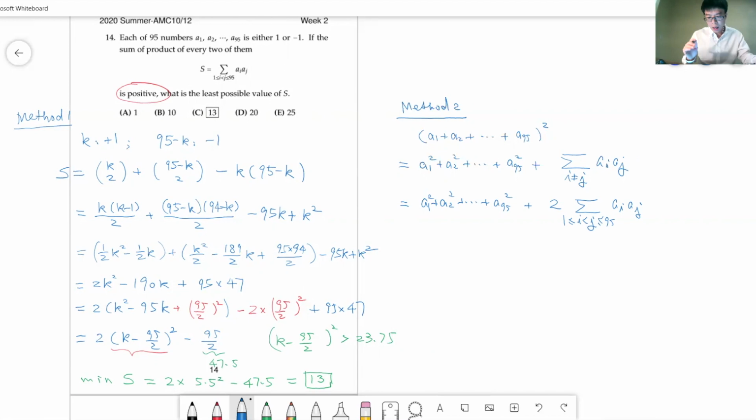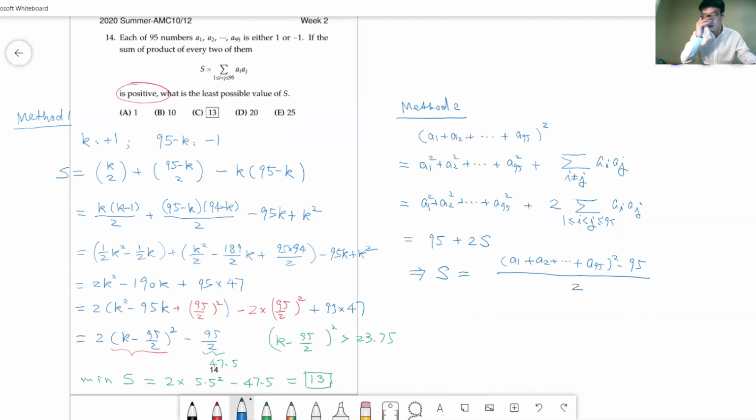You know that ai is either 1 or −1. So if we take the square, it's always +1. So this is equal to 95 plus twice S. So we have an expression for S: (A1 + A2 + ... + A95)² minus 95, all over 2. This is the function S.